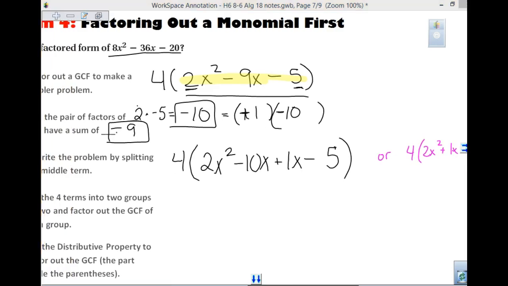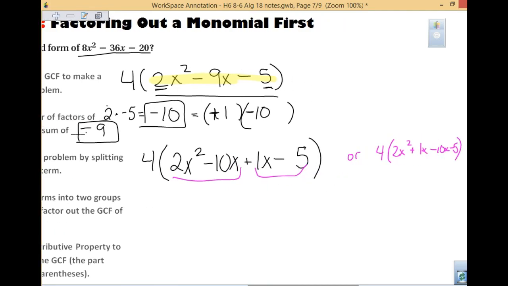So if we are looking at this, we are now going to do our greatest common factor in each one, right? We're going to do it in this one over here. So I have the 4 out front, and then what is my greatest common factor? 2 and x. Leaving us with x minus 5.